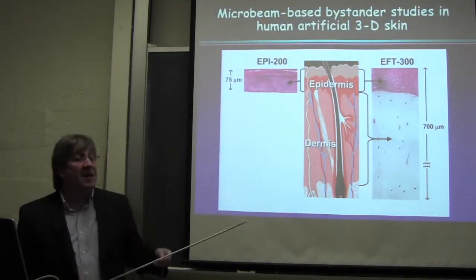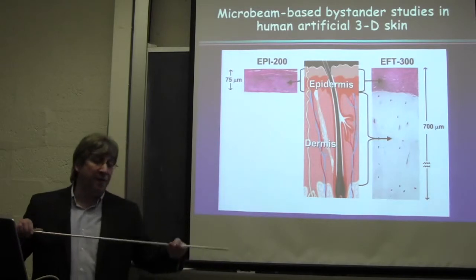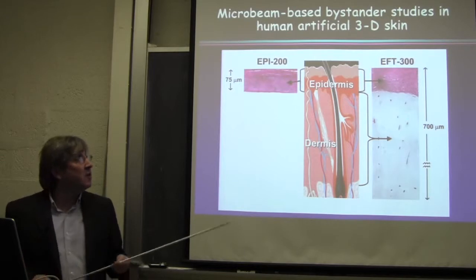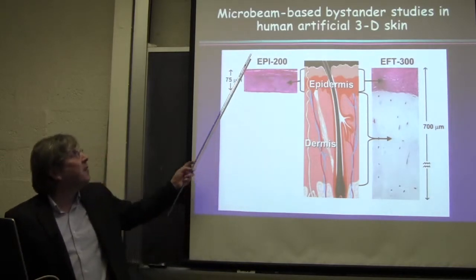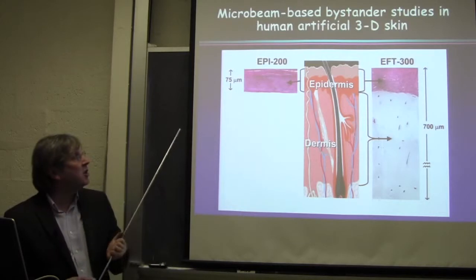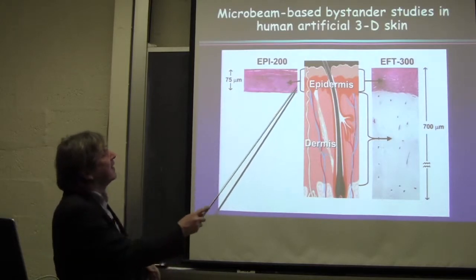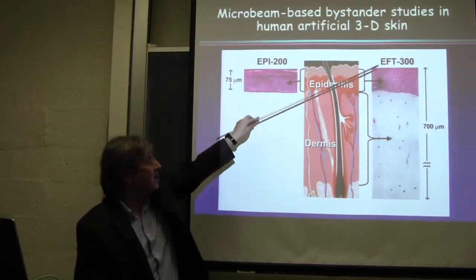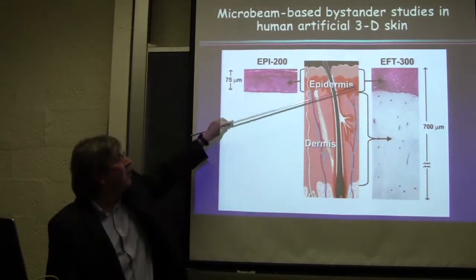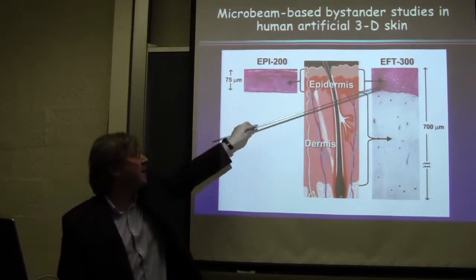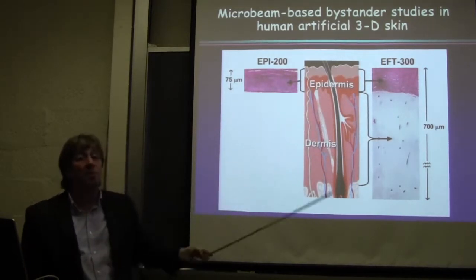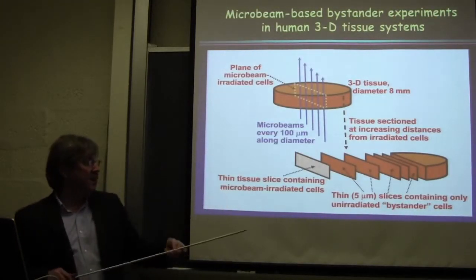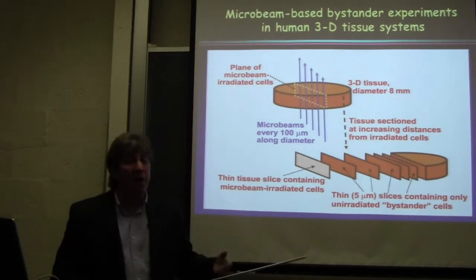We've put a lot of work into various different types of three-dimensional tissue studies that we can use, and this is just one example using artificial three-dimensional skin. You can get a skin which just mimics the epidermis, or you can get an artificial skin model which mimics both the epidermis and the dermis, and you can do studies on both of these. And here again are the sorts of experimental designs that you can do, just one of many.